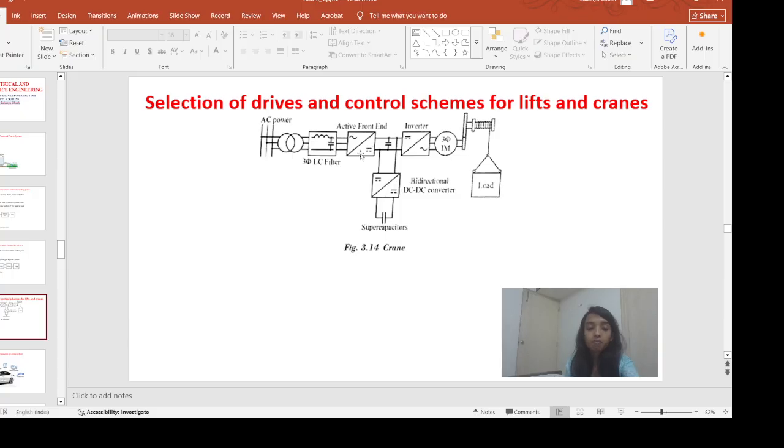Next, this active front end, it is a power electronic converter. It controls the power flow between the AC source and this inverter. What will it do? It will regulate the power quality. It will provide the reactive power compensation and maintenance and control sinusoidal current. It will also stabilize the system and reduce the power disturbances.